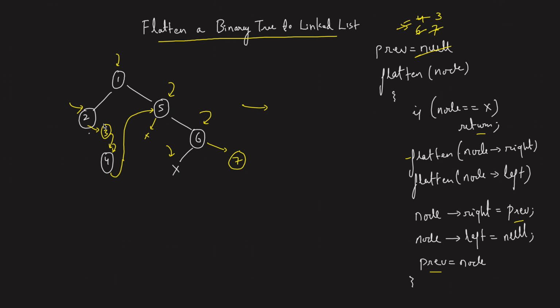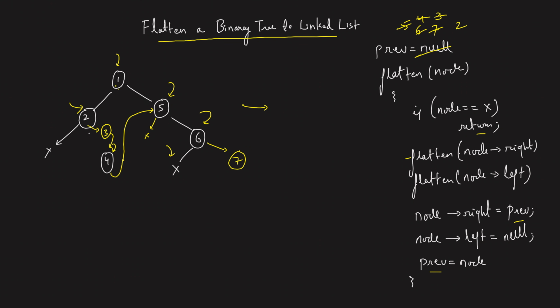So I can say 2's right is pointing to 3 and 2's left is null. So now I've completed for 2. So the previous will be 2. Perfect. Now you come to 1. 1 says my right is over, my left is over. So 1 has to now do its job.